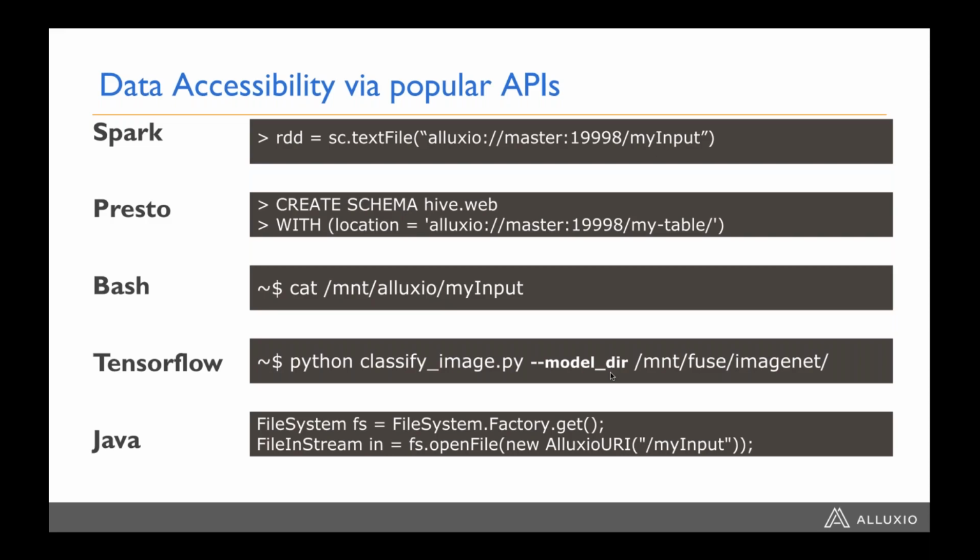We also provide a Java API, if you want to get the full feature set from Alluxio. The Java API gives you the opportunity to leverage every single function provided in the Alluxio space.